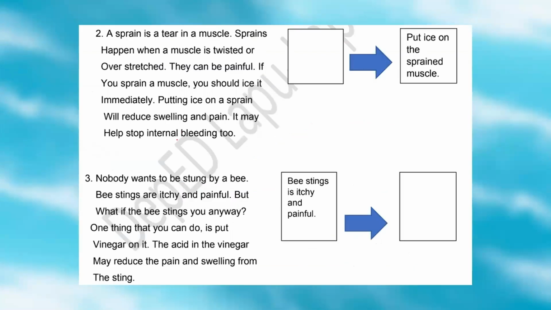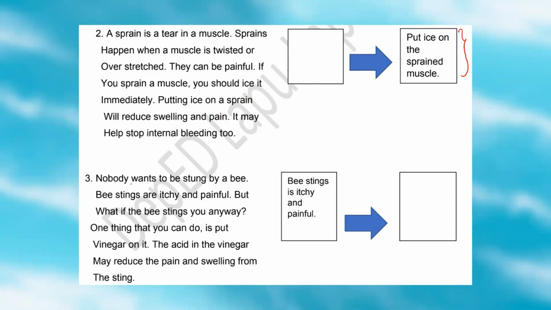A sprain is a tear in a muscle. Sprains happen when a muscle is twisted or overstretched. They can be painful. If you sprain a muscle, you should ice it immediately. Putting ice on a sprain will reduce swelling and pain. It may help stop internal bleeding too. So, what specific problem can be addressed by this solution? If you need time to think, you can pause this part of the video, and if you don't, you can proceed to the next item.